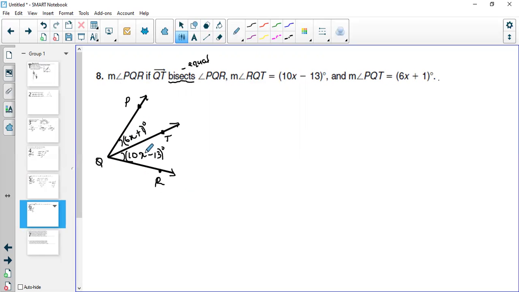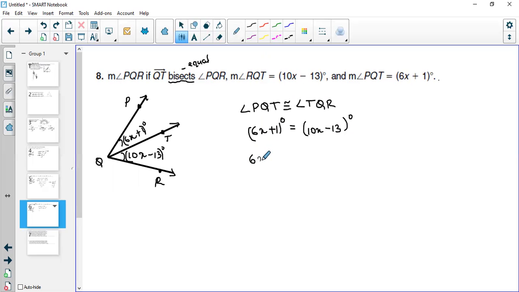So we could say that we can add both of them, right? We can make both of them equal because both of them are equal, but we need to find the value of x first. So to find the value of x, write the statement first, I forgot that. We can say angle PQT is congruent to angle TQR. So PQT is 6x plus 1 degree, which is going to be equal to 10x minus 13 degrees.